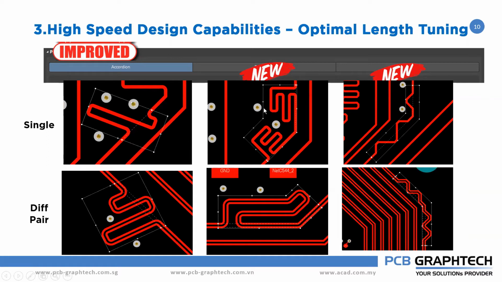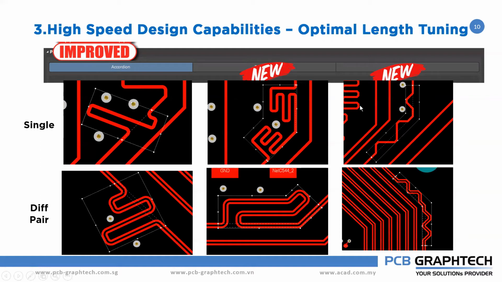Then the new introductions for tuning are the trombone and the sawtooth tuning. For low frequency and low speed applications, you can use the trombone. Trombone tuning is similar to the accordion, which slides at the corner and bends at angles of both 90 degrees and 180 degrees. It reduces impedance discontinuities, since it goes at right angles. The accordion and the trombone are more or less similar, but the accordion will give you tighter coupling with the length of the trace than the trombone.